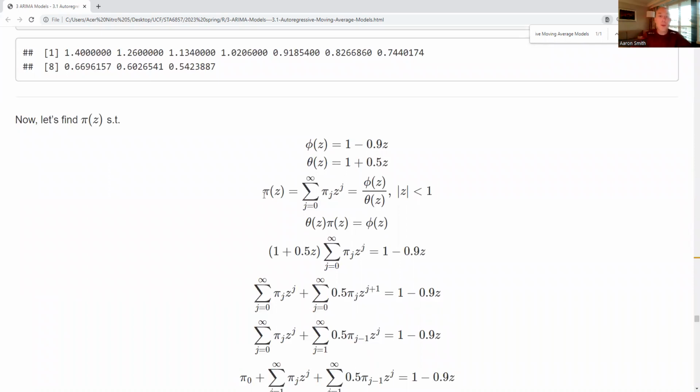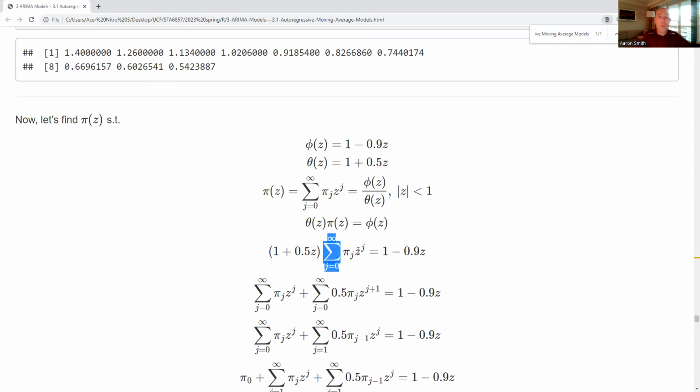What I'm going to do is say that pi of z is equal to my time series, or the series on z, which is equal to the fraction of phi divided by theta. And we're going to say that z is less than 1 in magnitude. All right, well, we're going to multiply both sides by theta, and replace pi with its series, and we do the same trick we just did.